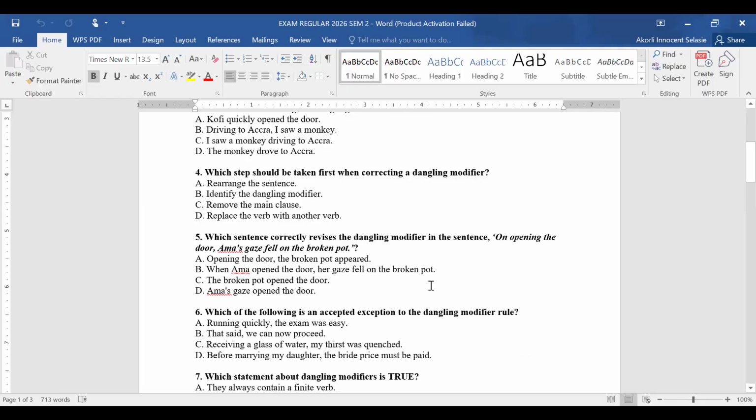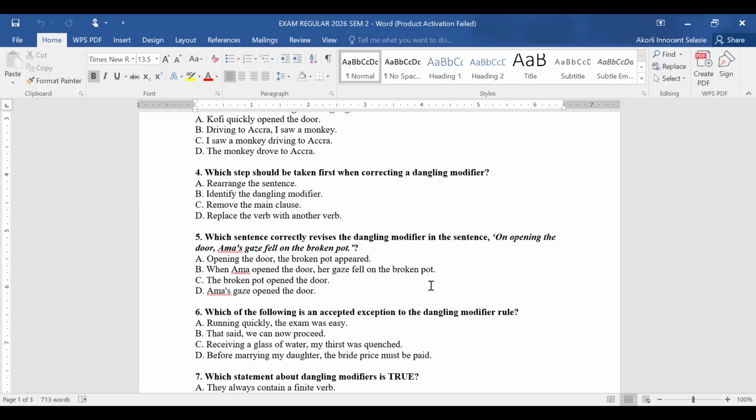Number 4. Which steps should be taken first when correcting a dangling modifier? A. Rearrange the sentence. B. Identify the dangling modifier. C. Remove the main clause. D. Replace the verb with another verb. What could it be? Identify the dangling modifier. Yes.